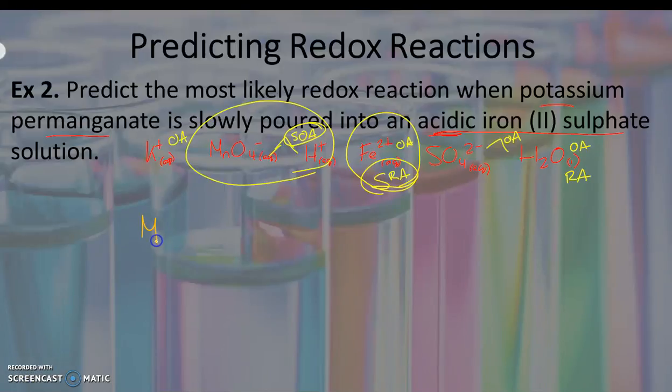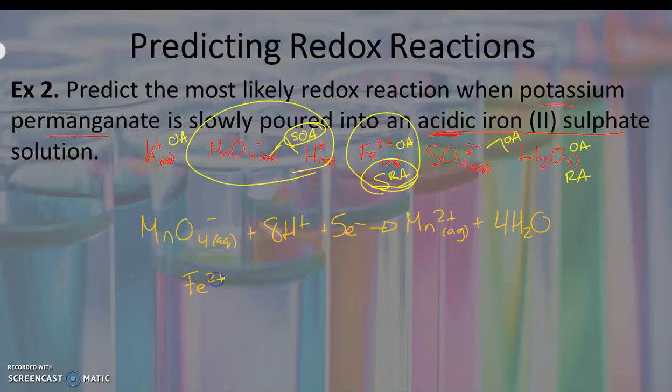So permanganate is reacting with 8 hydrogens and 5 electrons to produce a manganese ion and 4 waters. And iron is Fe2+, and because it's a reducing agent, Fe2+ is becoming Fe3+, aqueous, and 1 electron.